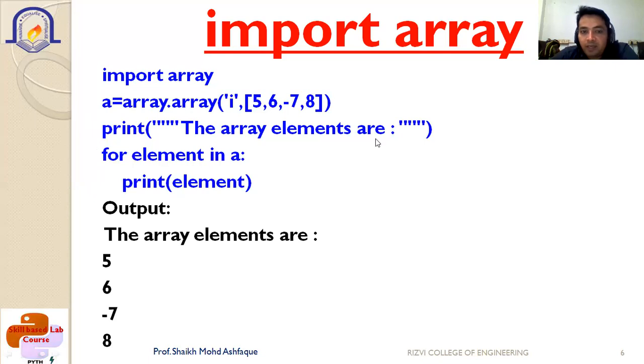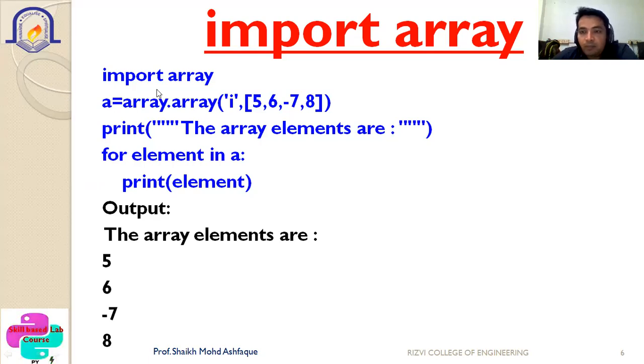So we are printing the array elements. For that purpose, we use a for loop: for element in a. Element is basically a variable used for identifying the elements inside the array. In is basically your operator, and a is the name of the array. Then a colon followed by indentation, and we write print element. So you can see the output here. The array elements are 5, 6, minus 7, and 8. Basically, here we understood how to use import array only.